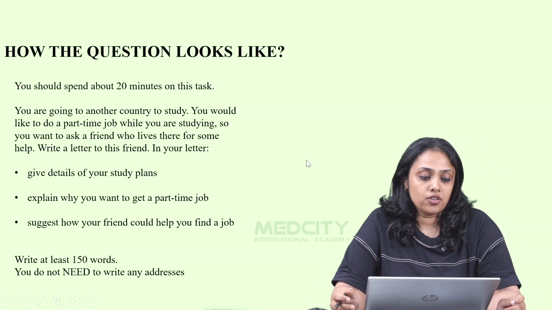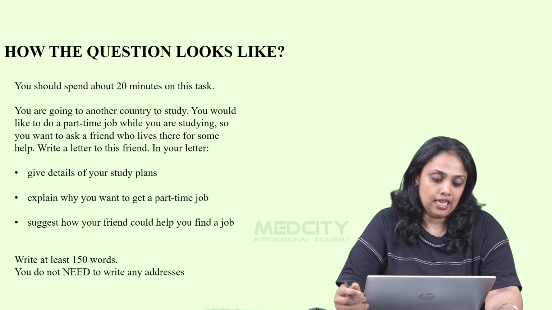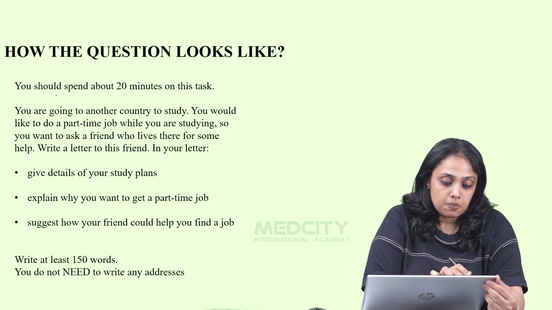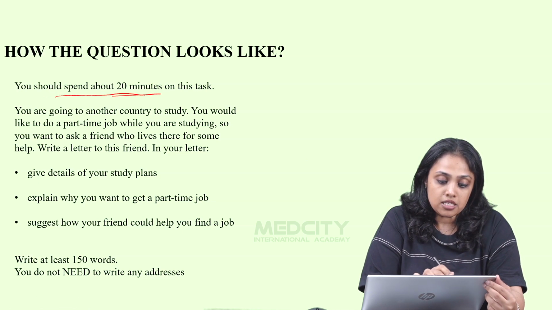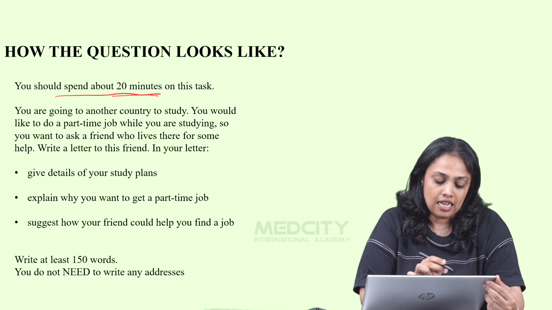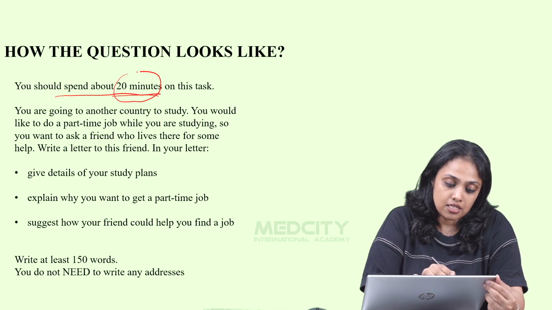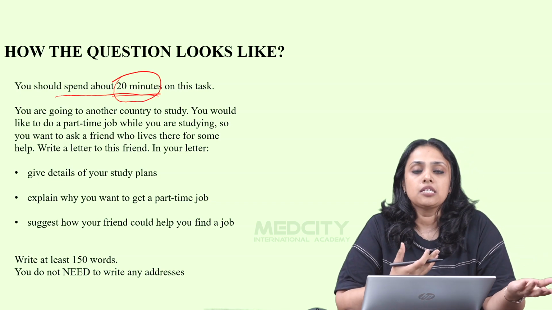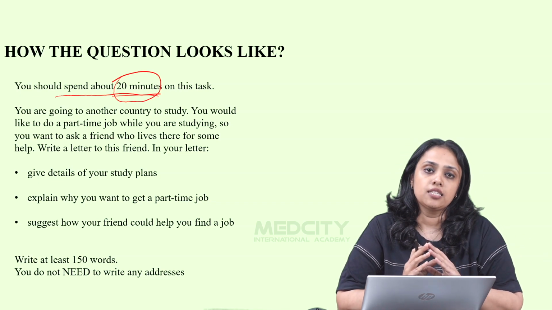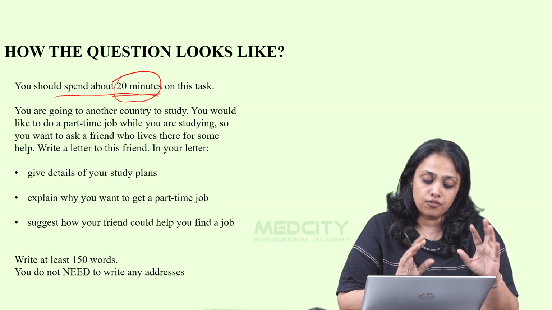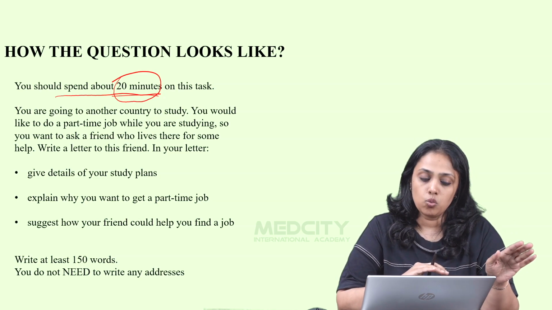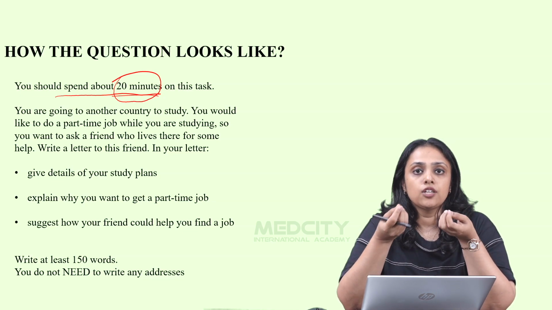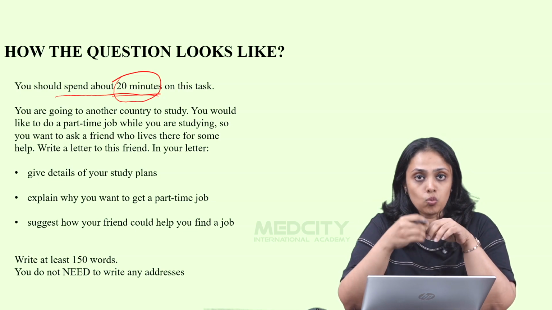Now, as you can see on the screen, this is how the question will look. The first thing that you can see in the prompt is, you should spend about 20 minutes on this task, which means that you have 20 minutes to complete this task. But you need to understand that the total time for writing is 1 hour, wherein 20 minutes you can use for task 1 and the remaining 40 minutes you can use for task 2. But it's not the case that at the end of 20 minutes the answer sheet for writing task 1 will be collected.